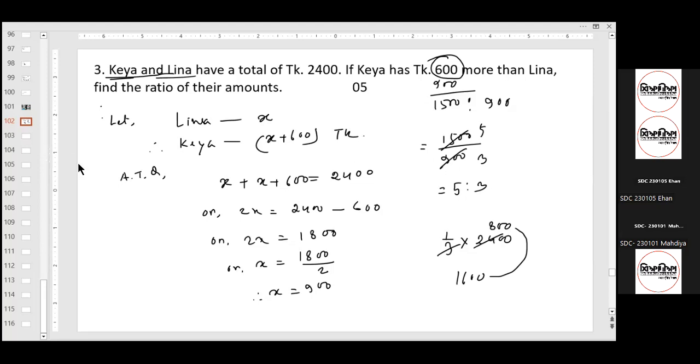Sir, my x value came as x, and x plus 600, according to my math, 600 plus 600 is 1200. So where do you get 600? It is not written here that someone among Kia and Lina has an amount of 600, right? So you cannot assume that someone has 600. It is written that Kia has taka 600 more than Lina, but it doesn't mention that someone has 600. So you cannot write it down.